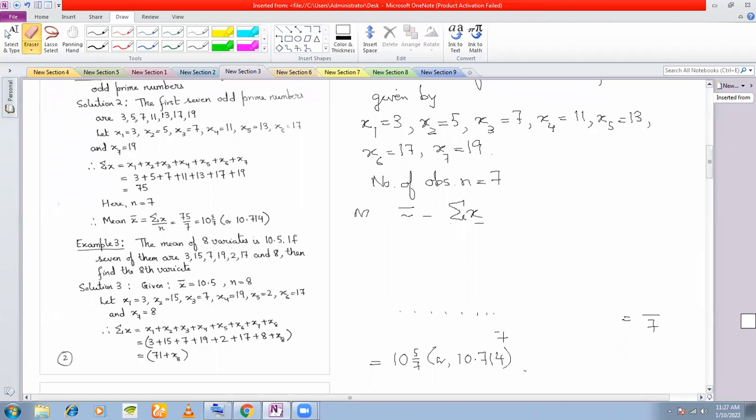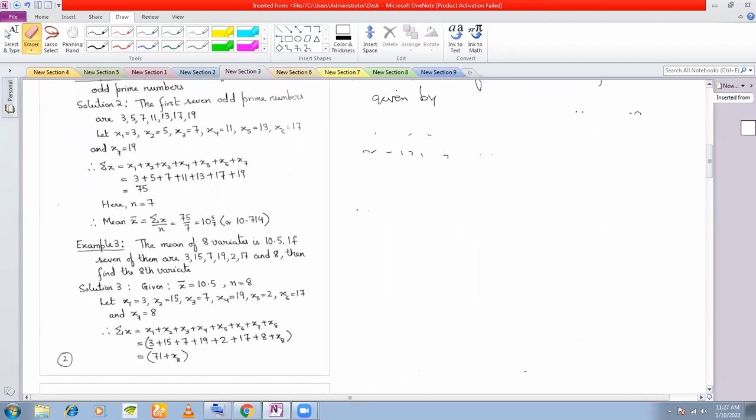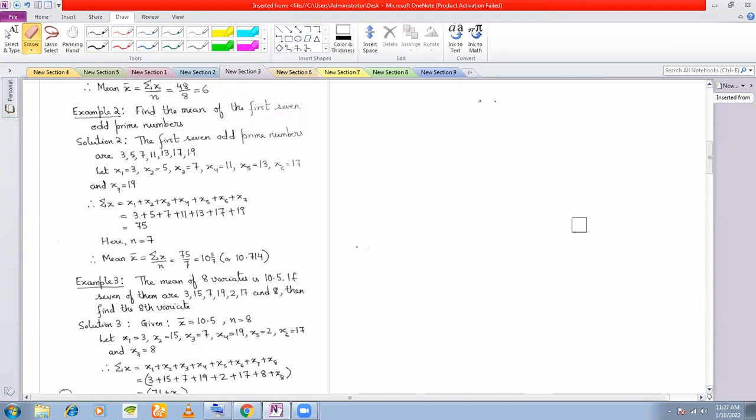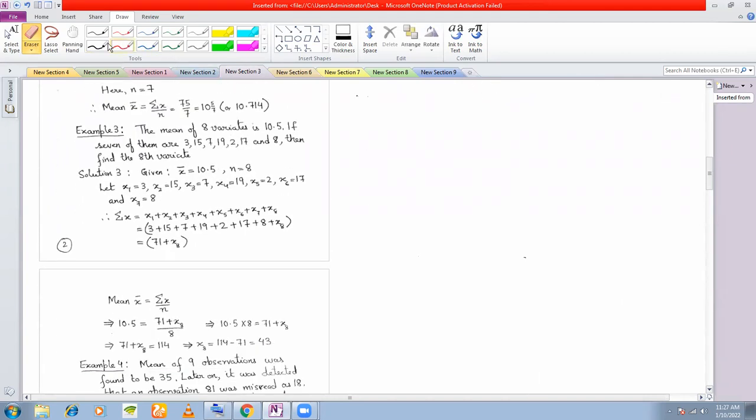Let us move to the next problem. Example number 3. The mean of 8 variates is 10.5. So mean is given to you. Let's write mean x bar is equal to 10.5. If 7 of them are 3, 15, 7, 19, 2, 17, and 8. So out of the 8 variables, the values of 7 variables are given to you. The question is: find the 8th variable.